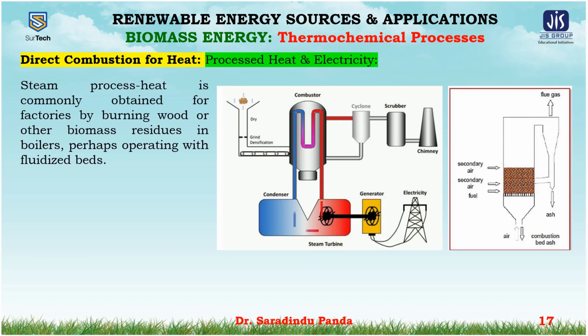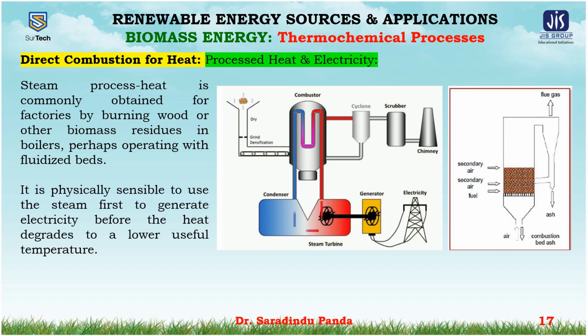Steam process heat is commonly obtained for factories by burning wood or other biomass residues in boilers, perhaps operating with a fluidized bed. It is physically sensible to use the steam first to generate electricity before the heat degrades to a lower useful temperature.